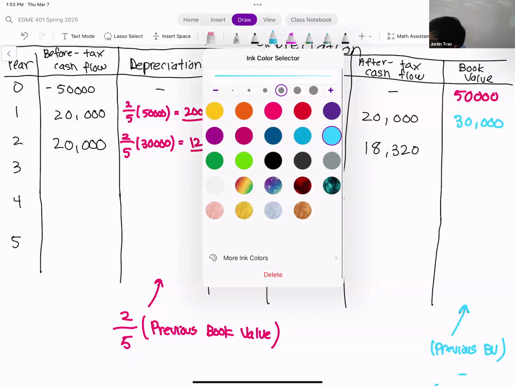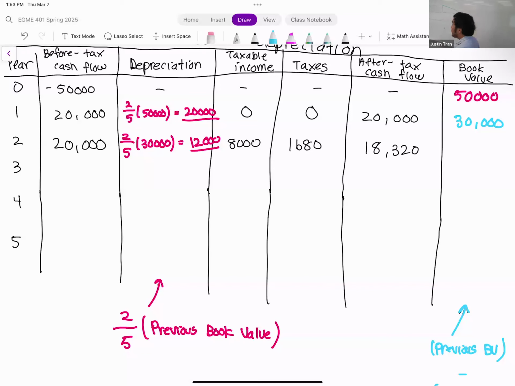All right. So finally, at the end of year 2, we're going to update our book value. Before year 2, we started with a book value of 30,000. We've depreciated 12,000 of that, and so our remaining book value is 18,000.